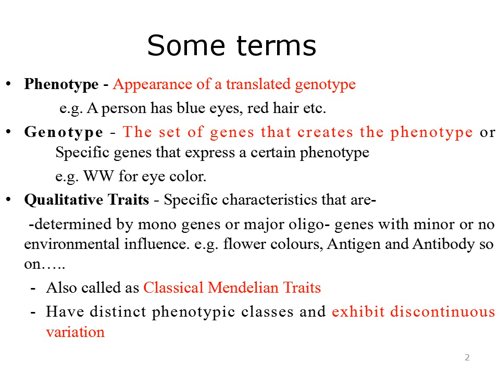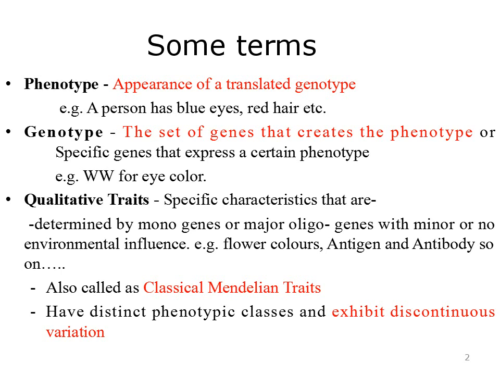Or for your ease, we have given the second definition: specific genes that express a certain phenotype. For example, capital W, capital W in the case of Drosophila, this genotype will be translating in the form of eye color. And then what are the qualitative traits?